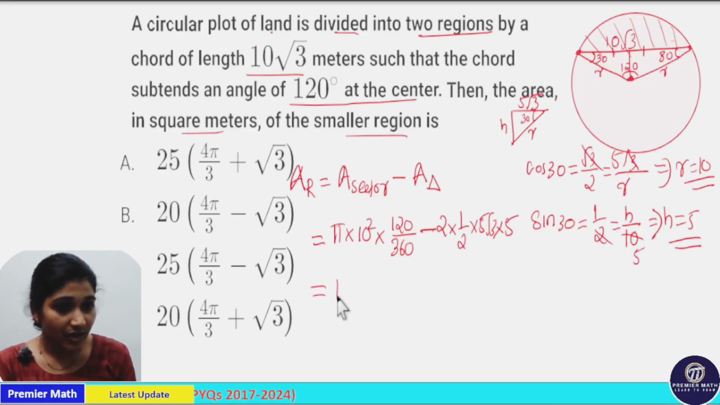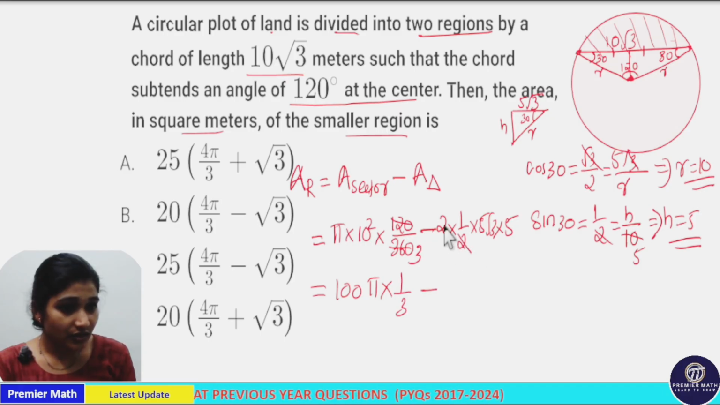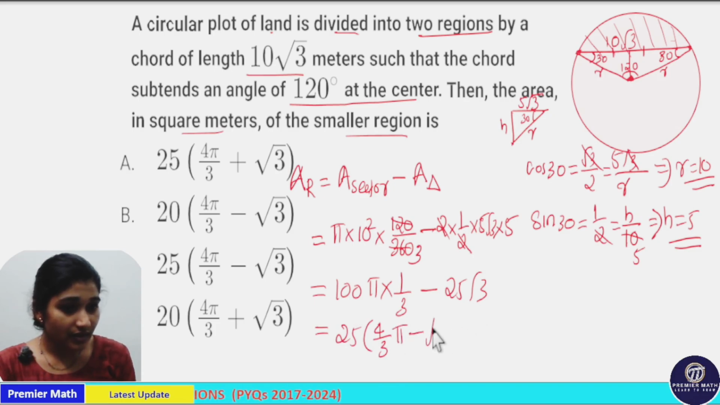Then this will become 100 pi into 1 by 3, since 120 goes into 360 three times, minus, here 2 and 2 cancel, 5 root 3 into 5 is equal to 25 root 3. So if you take 25 outside, this becomes 25 into 4 by 3 pi minus root 3. So option C is your answer.